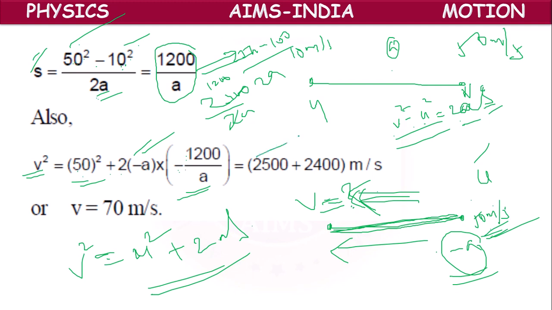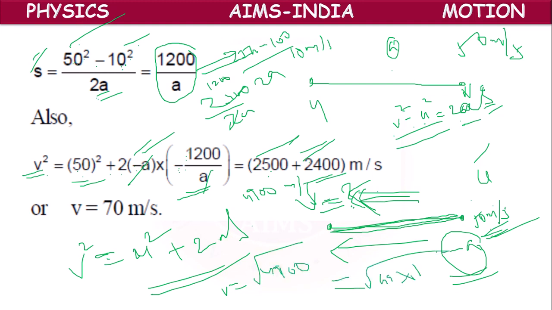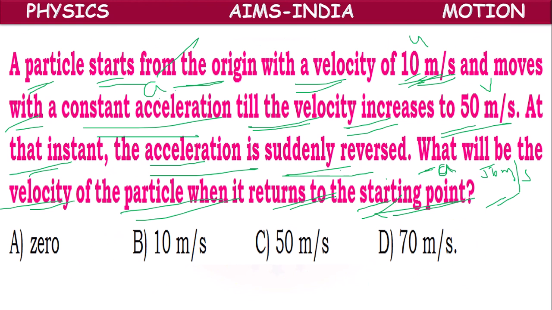So 50 square is 2500, a gets cancelled, minus into minus is plus, 2 into 1200 is 2400, which is equal to 4900 meter per second square. That is v square. So v equals root of 4900, or root of 49 into 100. Root of 49 is 7, root of 100 is 10, 7 into 10 is 70 meter per second. So the answer, children, option D is correct: 70 meter per second.